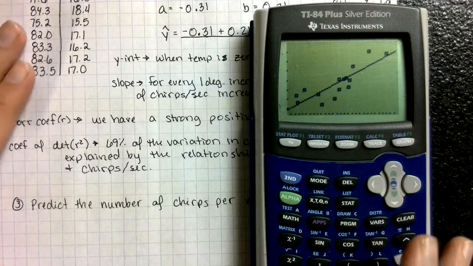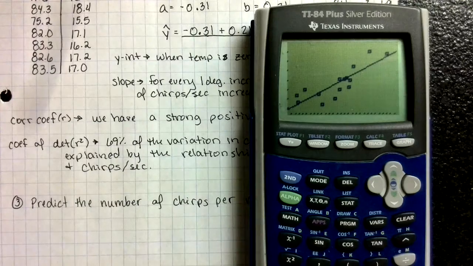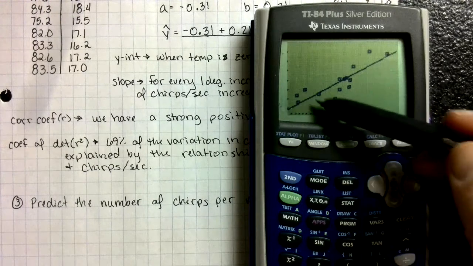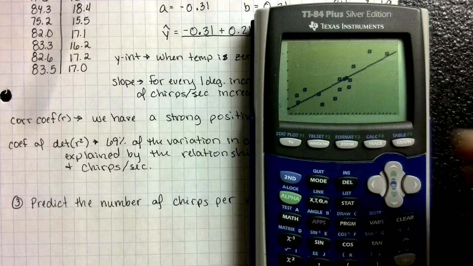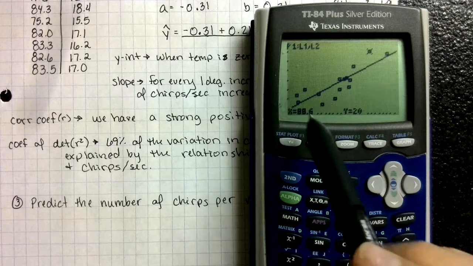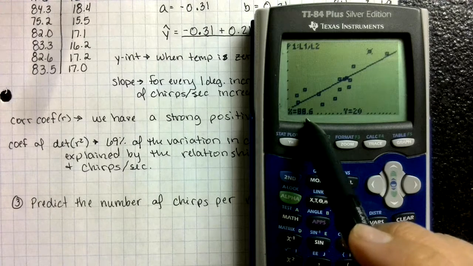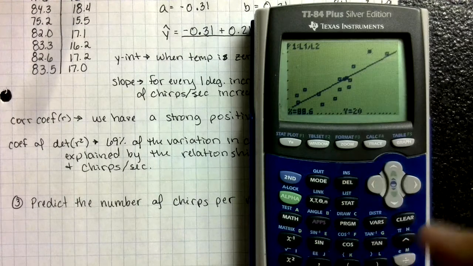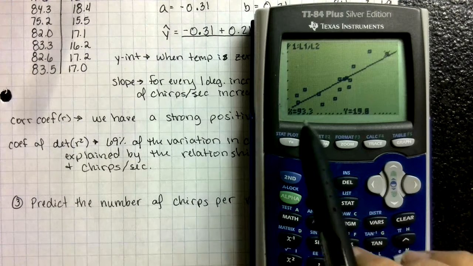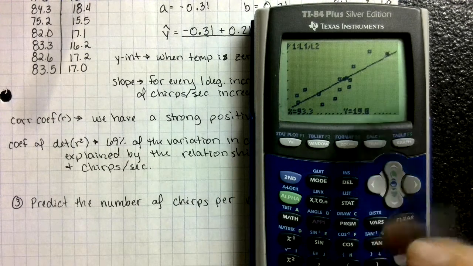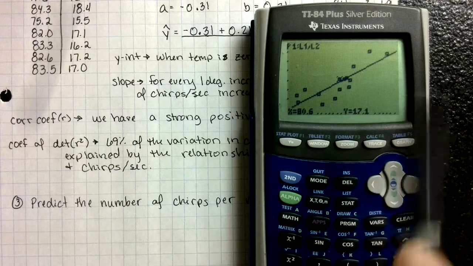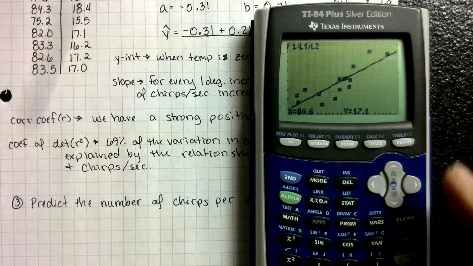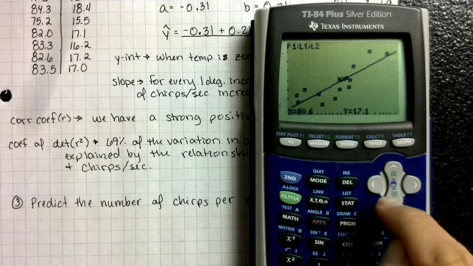So that's good. So now, one of the things that I want to explain again is with this picture, the dots represent the actual data values. So I can trace on here. When it was 88.6 degrees, there was 20 chirps per second. When it was 93 degrees, there were 19.8 chirps per second. 80 degrees, 17.1. So these were the actual values.